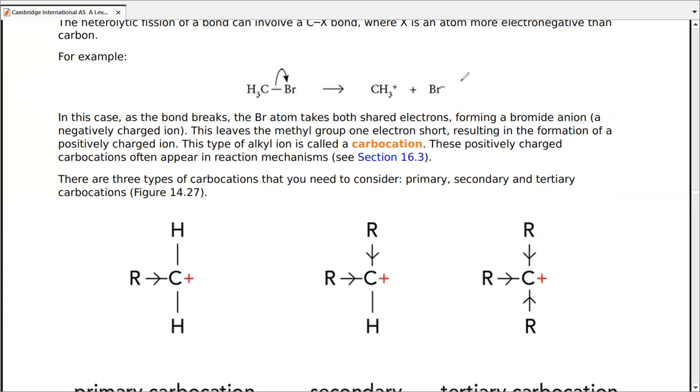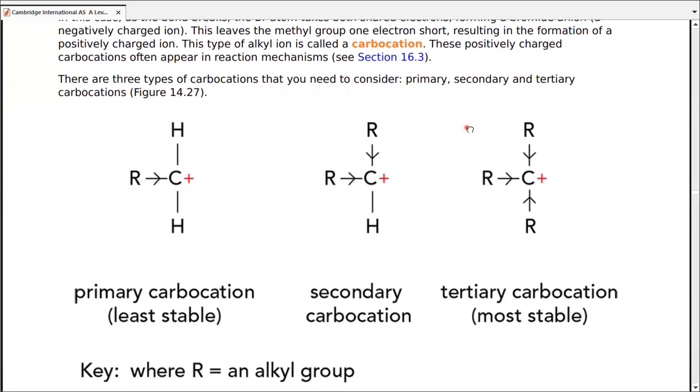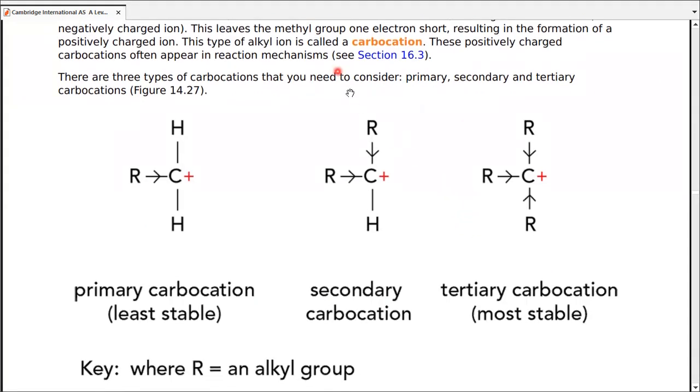Now, since we are discussing carbocations, let's discuss the types of carbocations. Carbocations are of three types. If the carbon that has the positive charge is backed up with one chain, R meaning alkyl group, carbon chain, it is known as a primary carbocation. If it is backed up by two carbon chains, we call it a secondary carbocation. And if it is backed up with three carbon chains, we call it a tertiary carbocation.